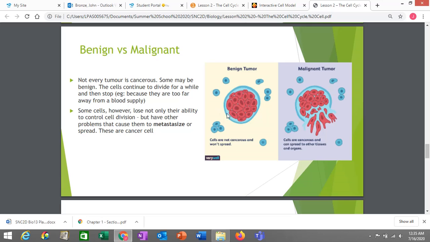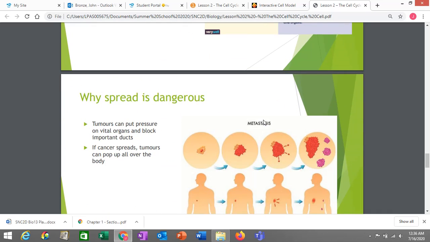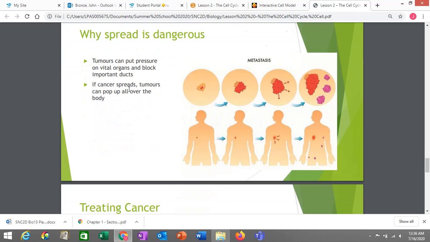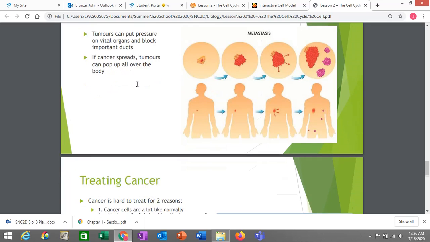Okay. So in the cases of some tumors, the cells actually have the ability to not just continue to divide, but to do other things that allow them to spread or to invade tissues. So they're able to move around beyond just where they're at. And we call that metastasis, and we say that those cells are metastasizing, and that's bad because these things can now spread throughout the body, and you can have tumors popping up in multiple places. And they can put pressure on vital organs. They can block the important ducts that carry materials from place to place. So this is why cancer can be so dangerous.